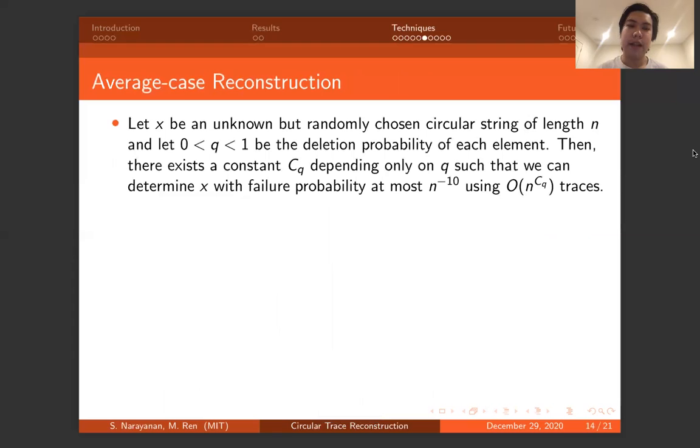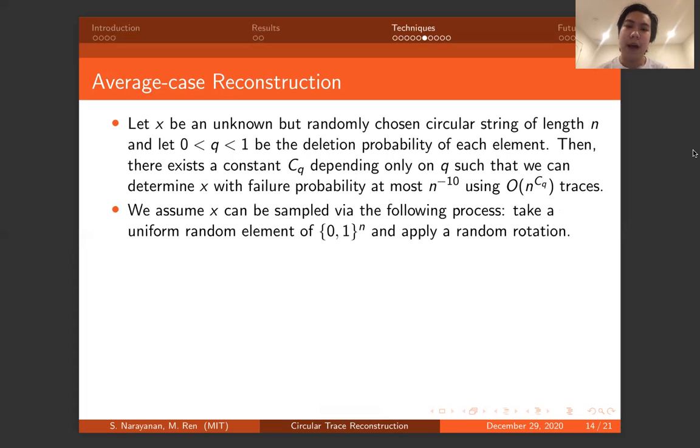So now for the average case, we have an unknown randomly chosen circular string of length n and some constant deletion probability q. We pass the string through the channel. And we want to determine with high probability what the string was using polynomially many traces, where the exponent is some constant depending on the deletion probability q.